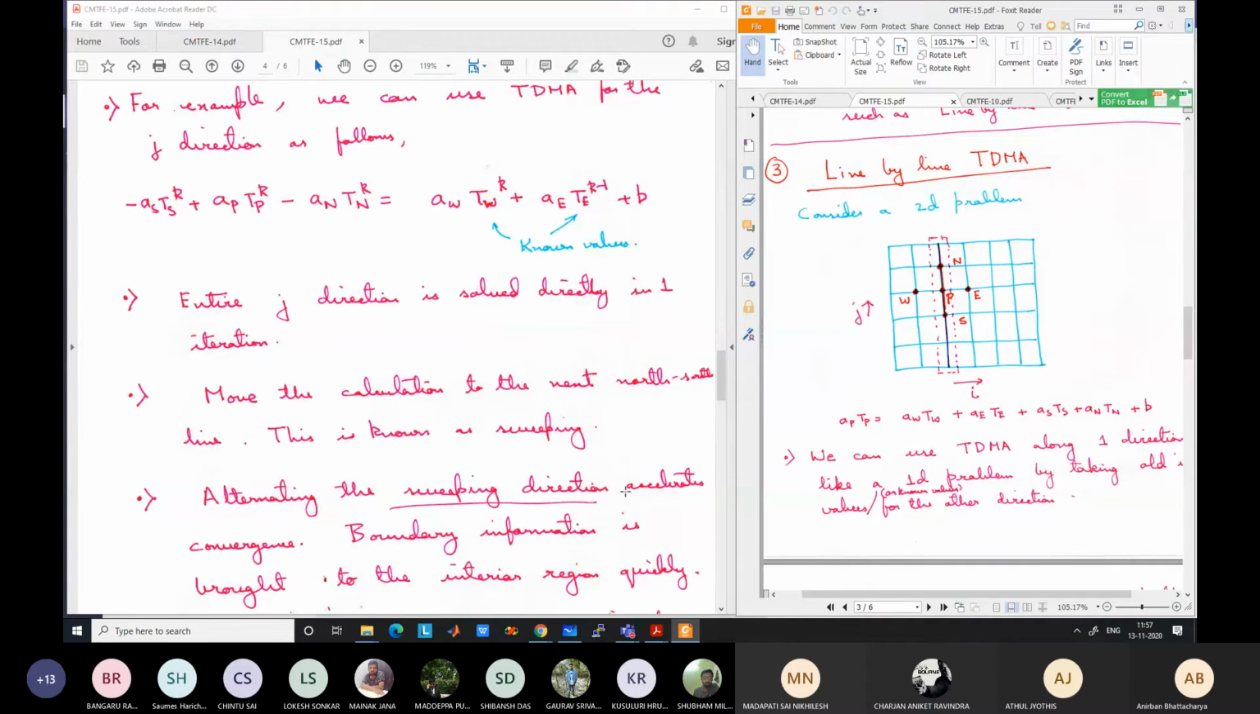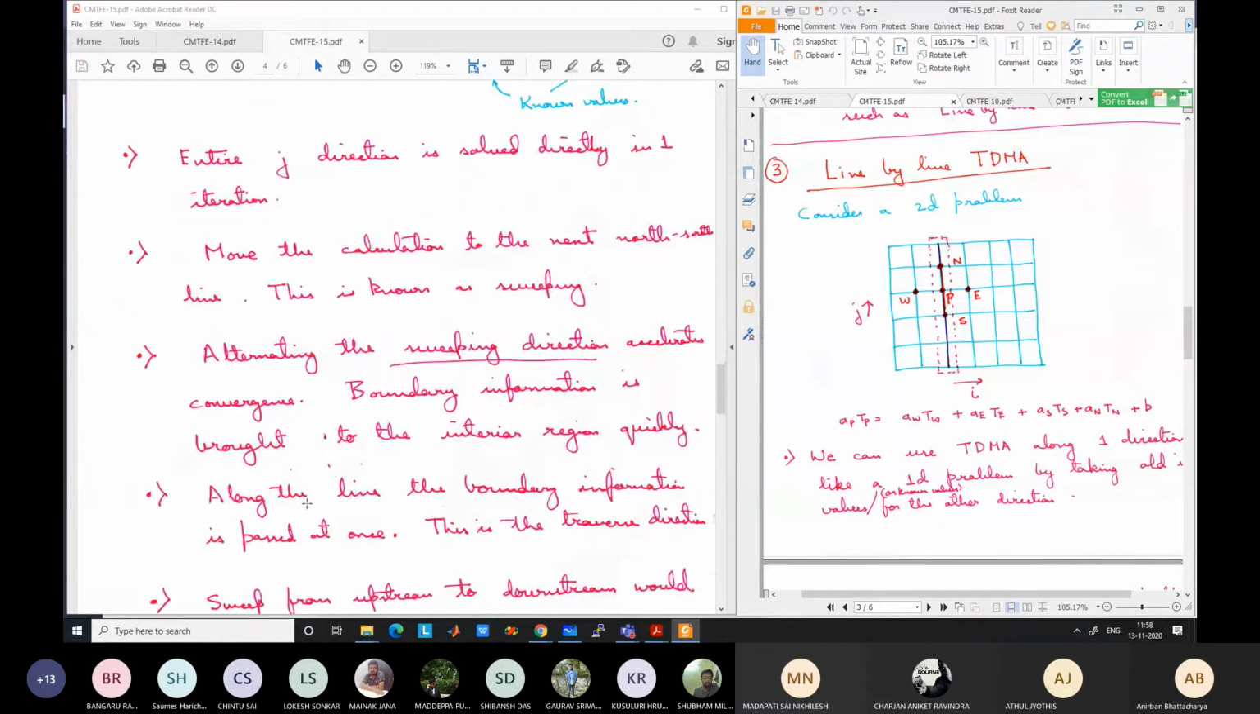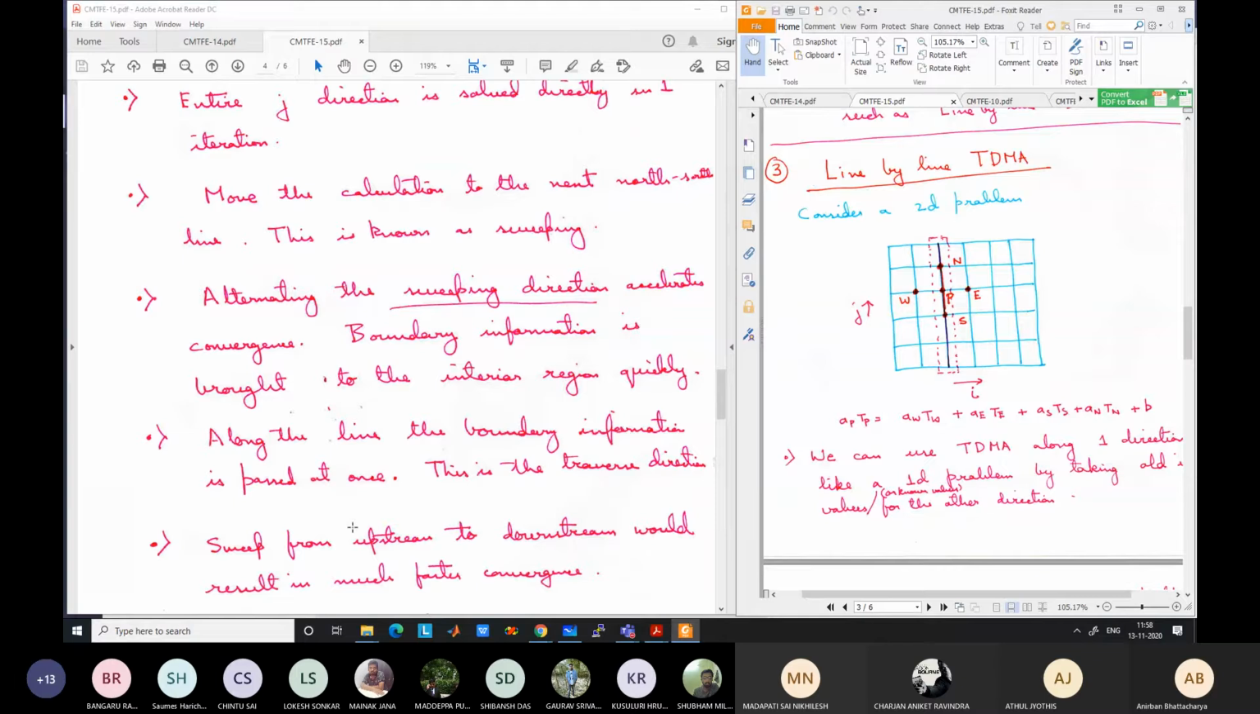Boundary information is brought to the interior region quickly. Along the line, along the traverse direction, the boundary information is passed at once. Along the sweep direction, the boundary information is passed one grid point at a time. So if you are changing this traverse direction every time, then the information is passed along the traverse direction very quickly and you can accelerate the convergence. So if it is a 3D problem, again you can do the same thing.